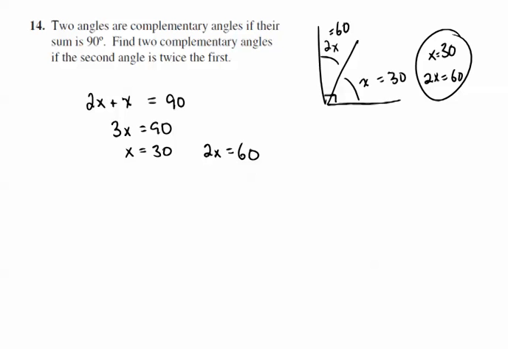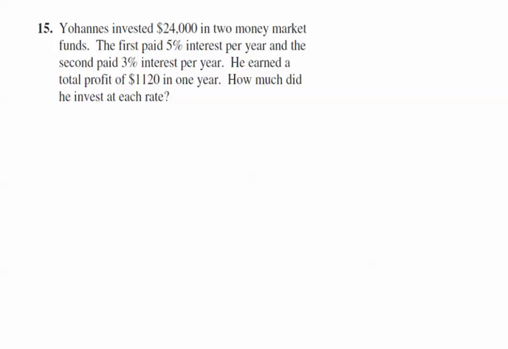All right, and we'll scroll up a little bit to fit in problem number 15 here. In problem number 15, Yohannes invested $24,000 in two different money market funds. The first one paid 5% per year, and the second paid 3% per year. He earned a total profit of $1,120 in 1 year, and how much did he invest at each rate? So, we'll start with the 5%. We know that interest is principal times rate times time.